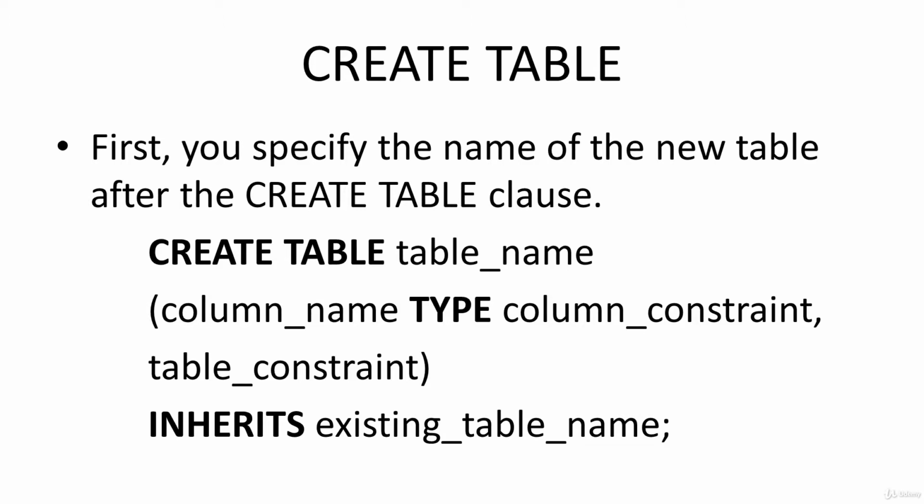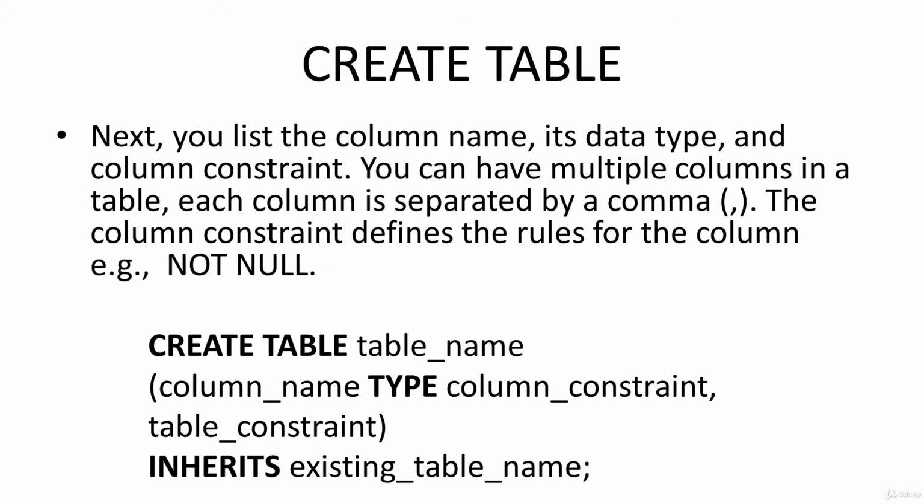If we look at this first line, first you specify the name of the new table after the create table clause. For example, if you were trying to recreate the customer table, you would say something like create table customer. Next, you're going to list the column name, its data type, and column constraint. You can have multiple columns in a table. That just means each column separated by a comma. I'll show you how to do that later on, but basically you would just have a bunch of these statements separated by commas, and each of those would be a column itself.